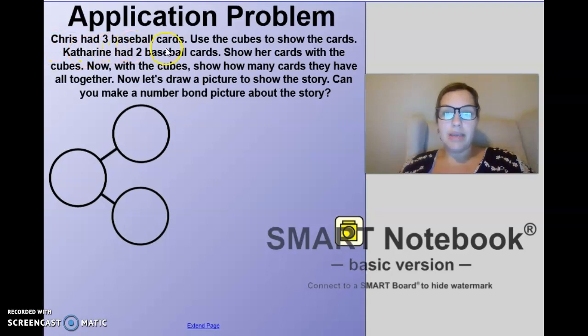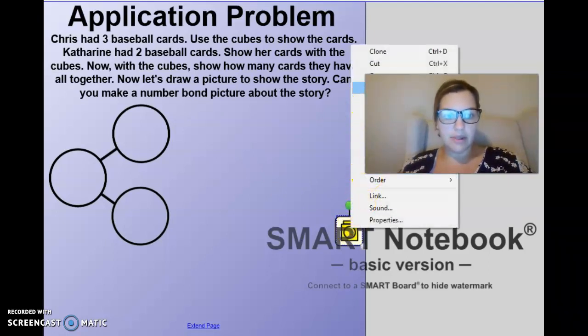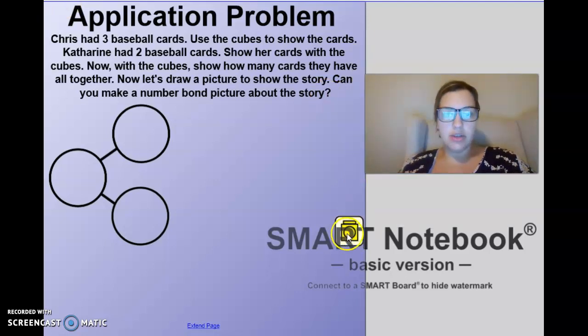Chris had 3 baseball cards. Use the cubes to show the cards. So, come over here. I'm going to grab 3 baseball cards. So he had 3 baseball cards. 1, 2, 3.